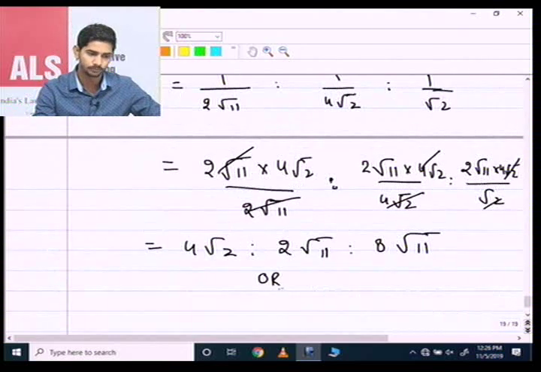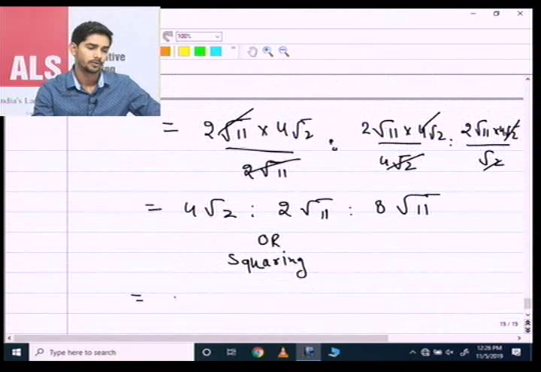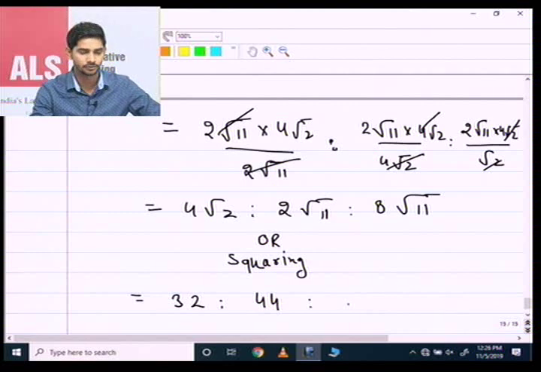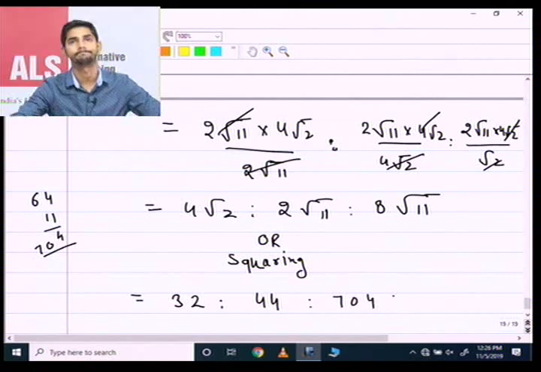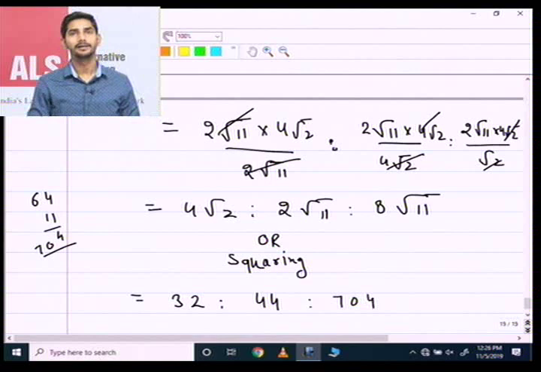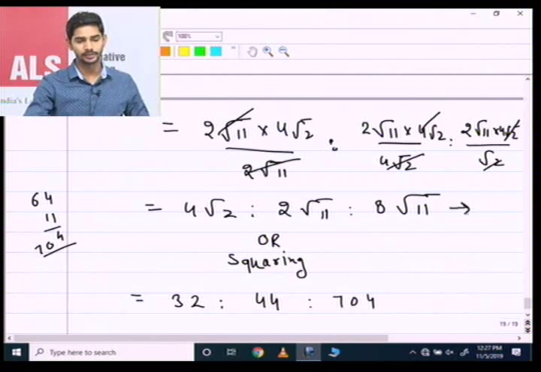Or squaring: if you take the square of all these numbers, what will we get? 32 is to 44 is to 64 into 11, that is 704. It depends on what option is given to you. If the question is normal or easier, you will get these as options. Clear?